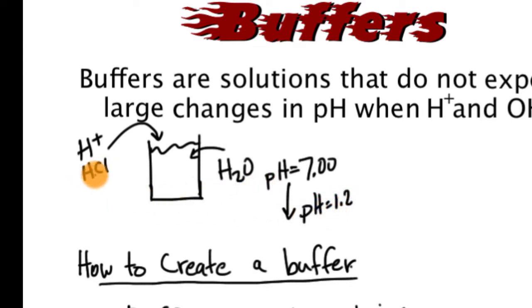So we know that if I add an acid to pure water, the pH is going to drastically go down. If I add a hydroxide, like sodium hydroxide, to the pure water, well then what happens is my pH drastically goes up, and I get a pH that gets close to like 13 point something. Okay, so we can see that just adding acids and bases to pure water drastically changes our pH.